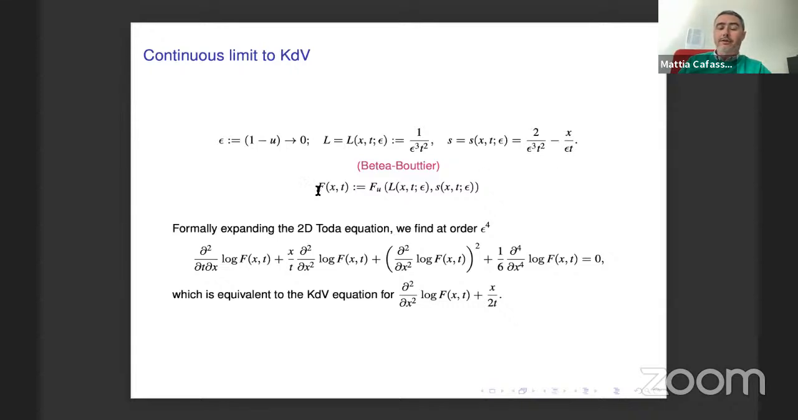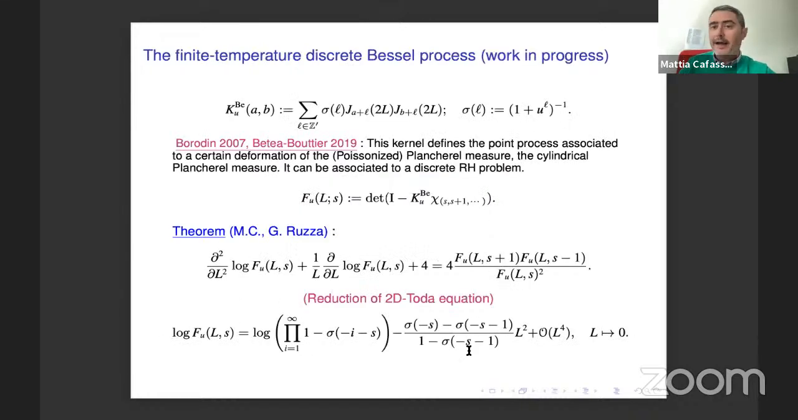Okay, and then you define a certain function f(x,t), before it was L and S. Well, just plugging this scaling inside, and if you expand formally your two-dimensional Toda equation in epsilon, you find that the first orders are identically satisfied, and then at the order epsilon to the power 4, you find this sort of bilinear equation, and this is actually equivalent to the KdV equation for the double log derivative of f plus x over 2t, which is telling us precisely that this reduction of two-dimensional Toda that we found in this setting is precisely the discrete version of the KdV equation that we have in the continuous case.